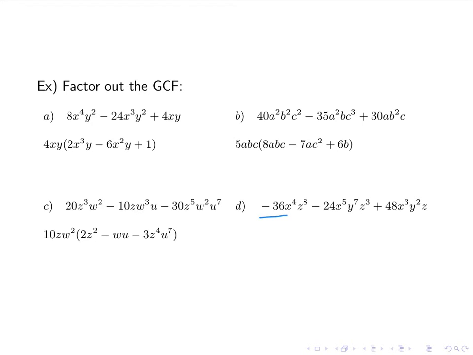So negative 36, negative 24, and 48. They are all multiples of 12. So my GCF is going to be 12. I could possibly take out the negative if I wanted to. Two of my terms are negative. I'm not going to bother, but you could if you wanted to.